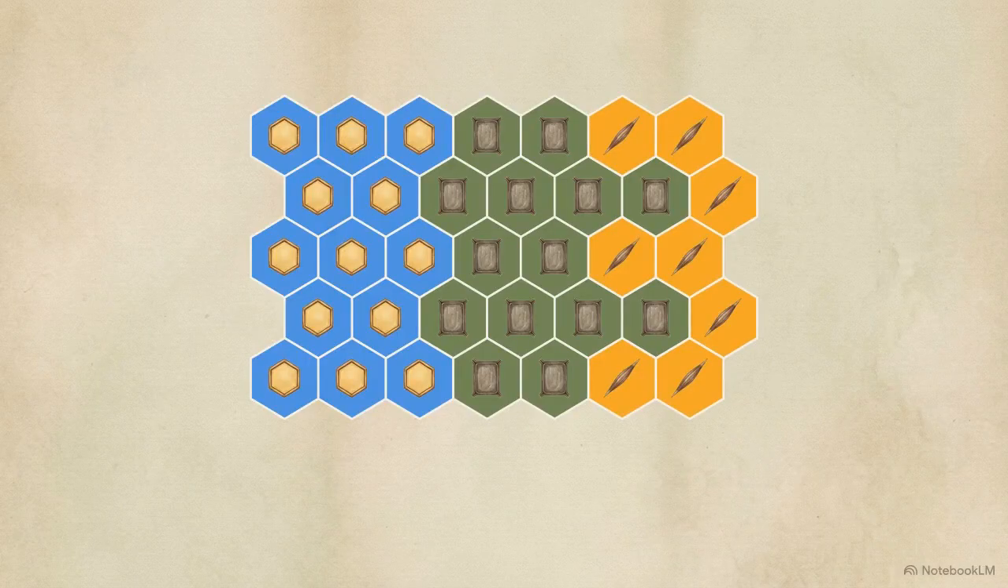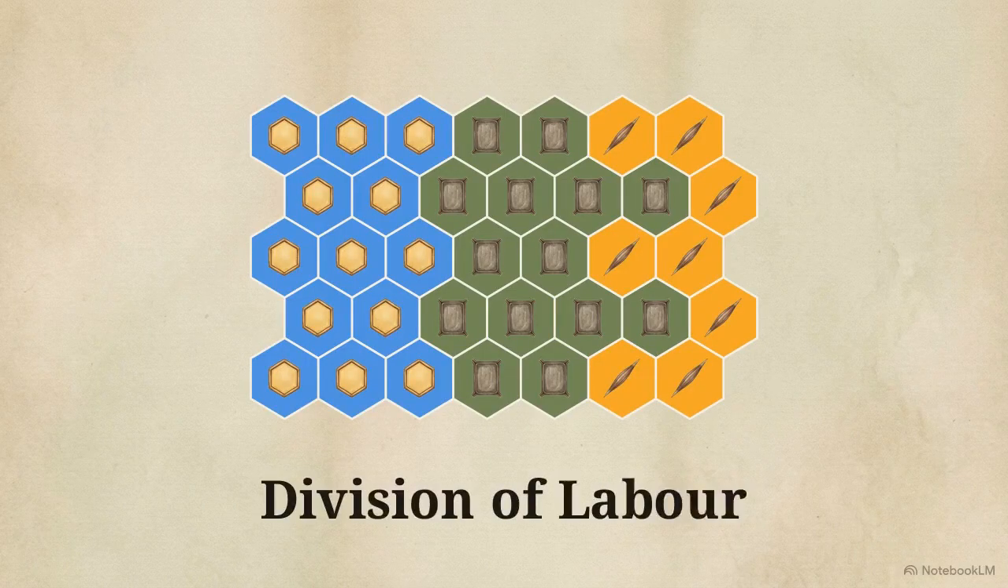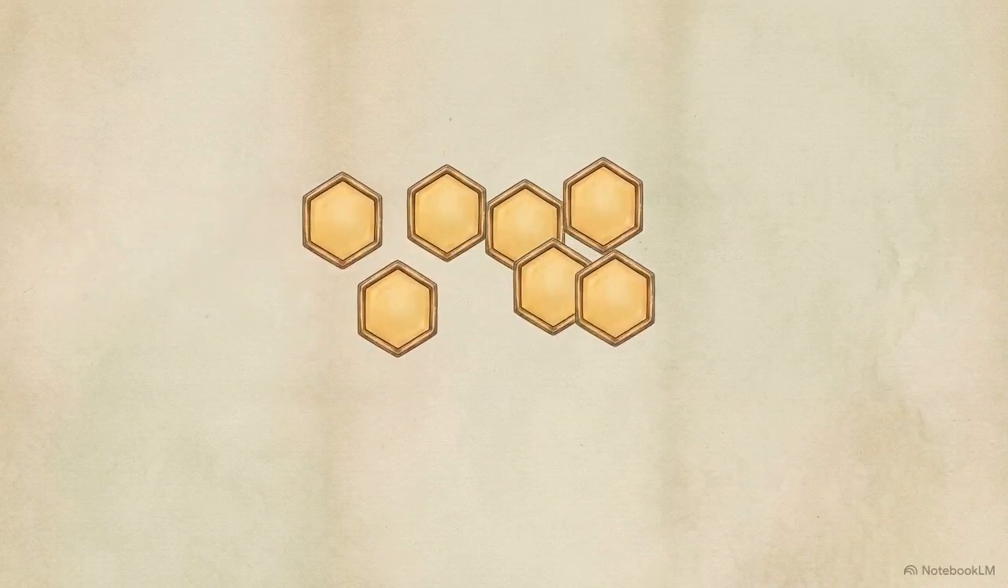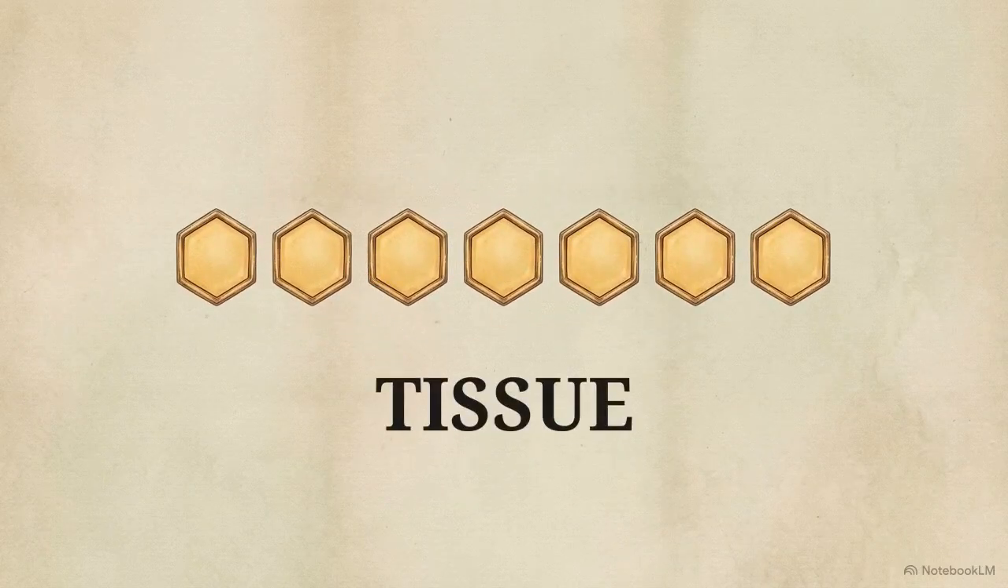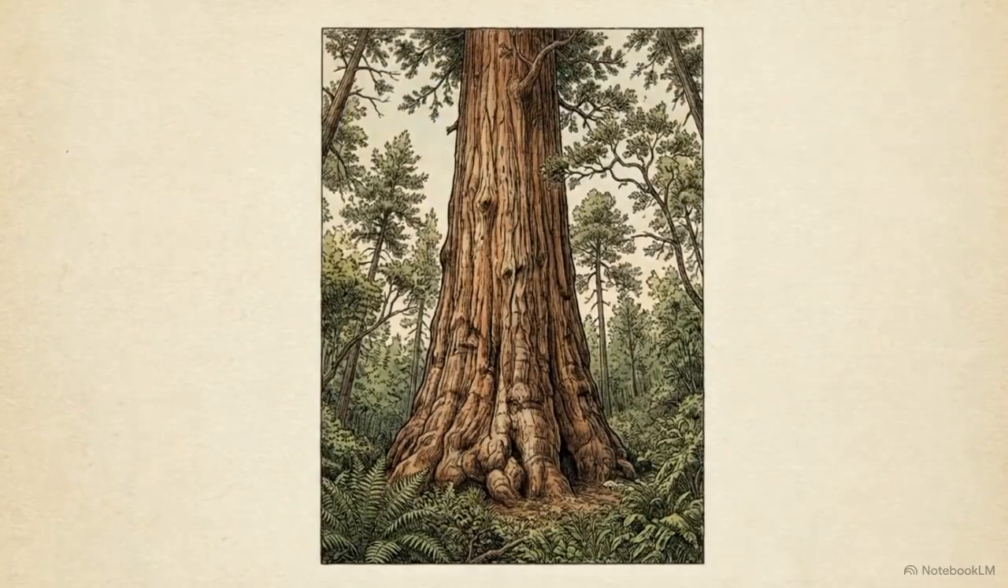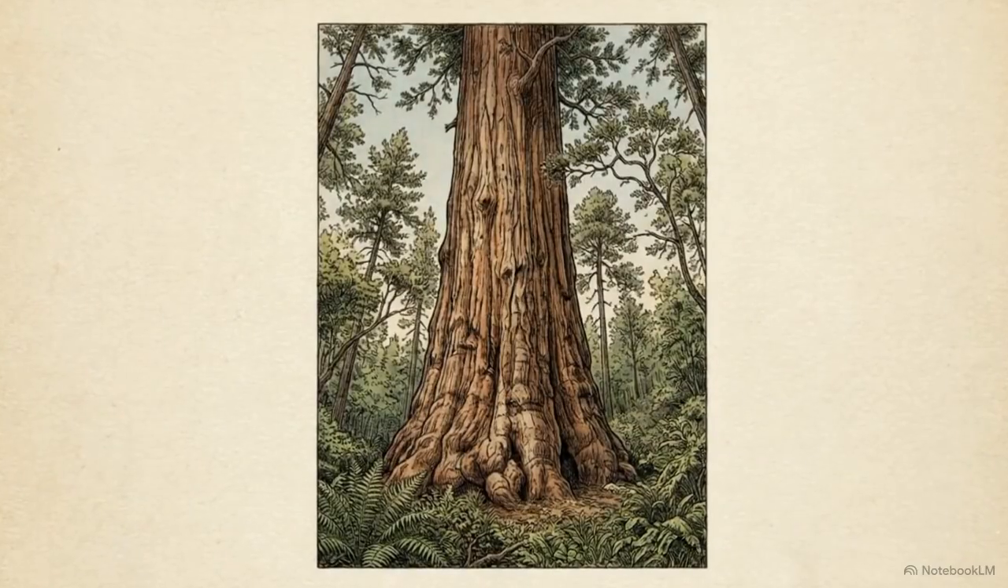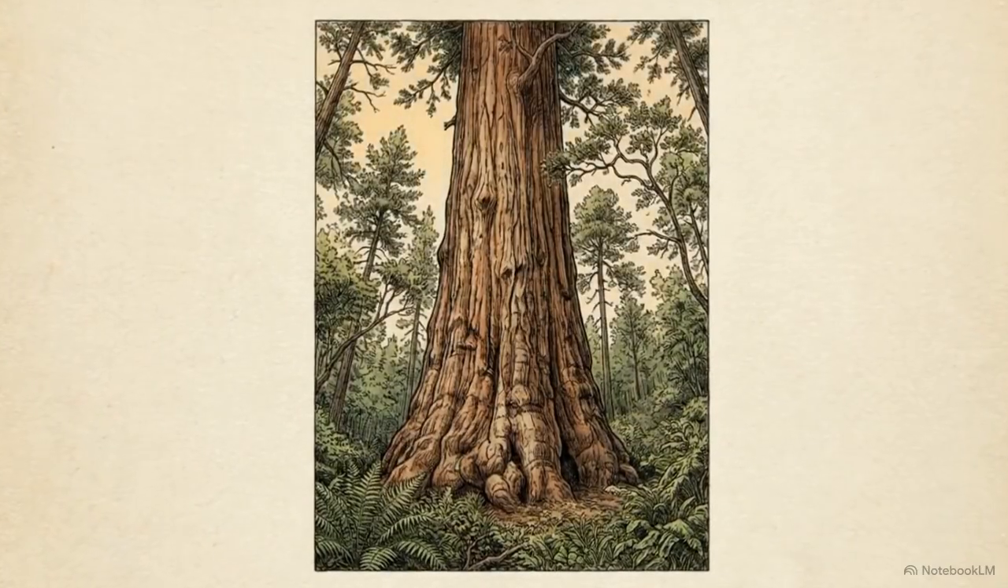The evolutionary solution to this size problem is a concept known as the division of labor. Instead of forcing one cell to do everything, multicellular organisms create specialized teams. A group of similar cells working together to perform a single dedicated function is called a tissue. These tissues are the fundamental building blocks that allow organisms to grow to massive sizes while maintaining precise efficiency.